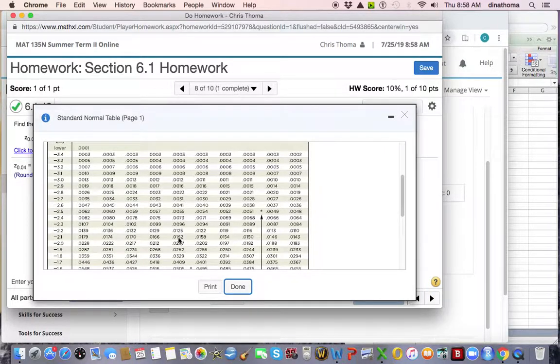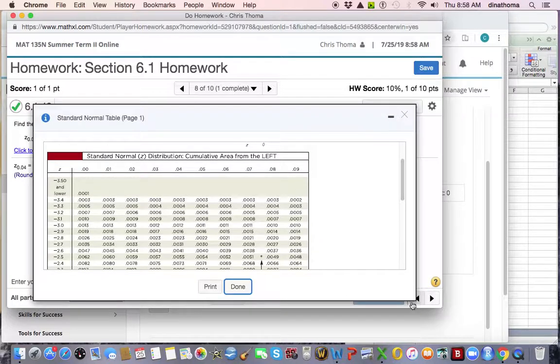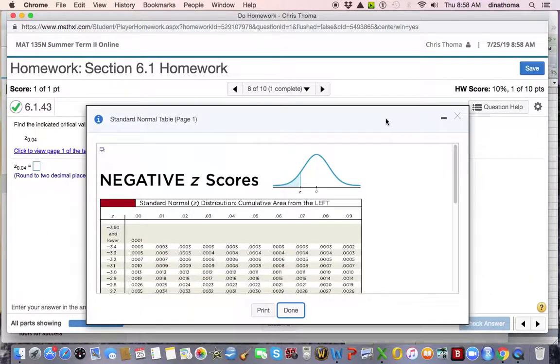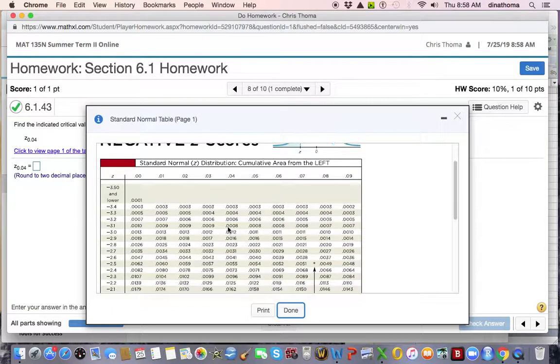Oh, there it is. And I come back up, trying to see it. Let me see if I make this a little bit bigger so you can see both rows at the same time. There we go, perfect. Negative 2.14, then the answer would be 0.0162 or 1.62%, right? These are percentages inside.